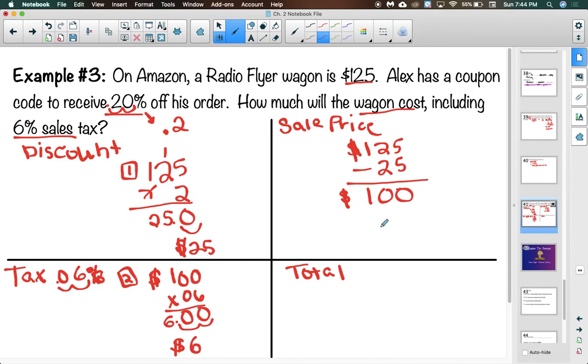Okay? Finally, to get our total, we have to take our sale price and we have to add the tax to it. So that's $100 plus $6 of tax, and we get $106.